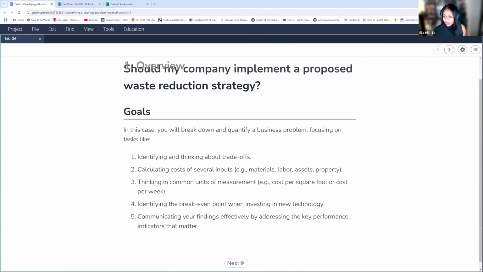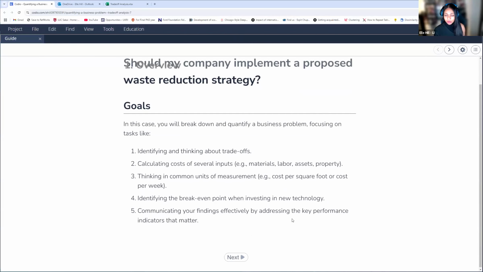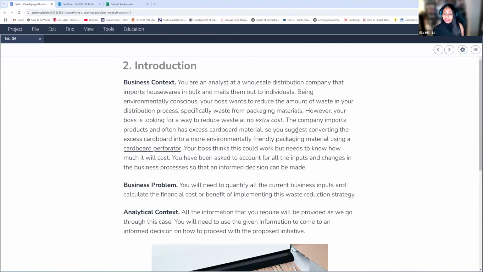So let's dive in. Should my company implement a proposed waste reduction strategy? With this, we're going to be, again, focusing on trade-off analysis. And this is something that you're likely going to do in the future. Maybe some of you have already done it before, but it's a very important skill to have. So let's dive right in.